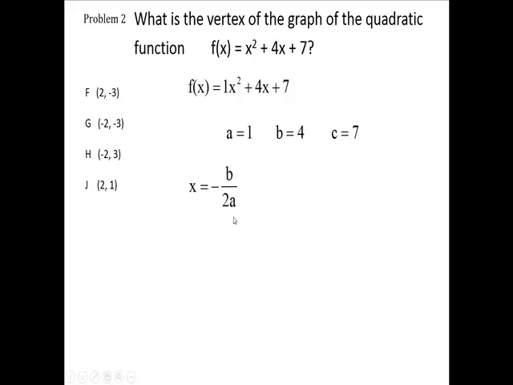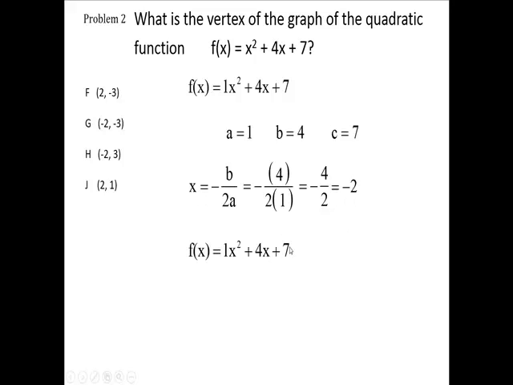Okay? Now, b is 4, so I'm going to put a 4 right here. And then a is what? You're going to have 2a, so you have 2 times 1. So you have negative 4 over 2 times 1 is 2, and this gives you a negative 2. So x is negative 2.